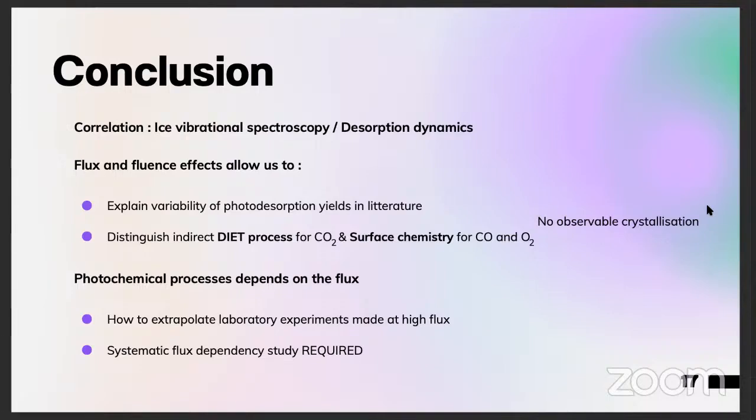As you now know that the photochemical process depends on the flux, how can we extrapolate laboratory experiments, which are made at high flux, like 10 to the power 14 or sometimes 16 in the lab, to the interstellar conditions, where the flux is on the order of magnitude of 10 to the power of 8 or 5? A really systematic flux dependency study is required to distinguish between the mechanisms and obtain the yields.